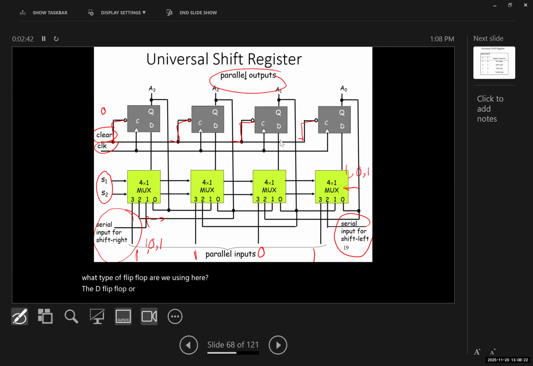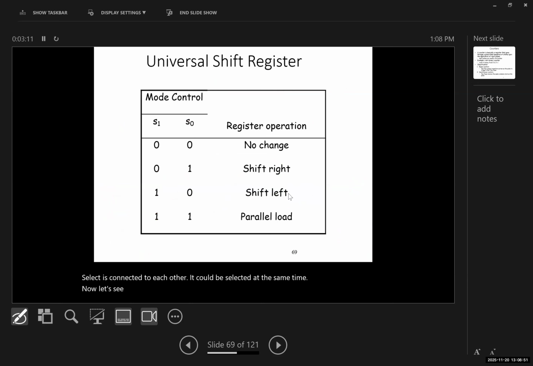The D flip-flop is capable of storing 1 bit of data, and we are using 4 multiplexers, 4x1 multiplexers. Their select points are all tied together. So S1, S2 is connected to the first one, and to the second one. And so every select is connected to each other. They can be selected at the same time. Now, let's see when we change S1 and S2, what does the system do? Or S0, S1.